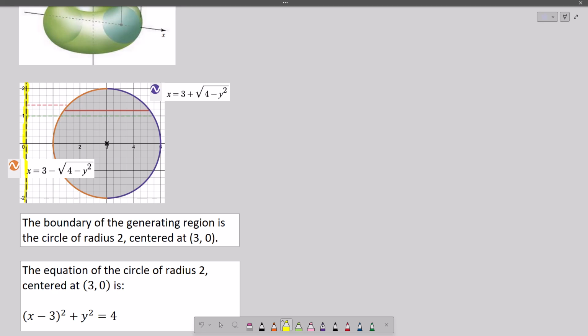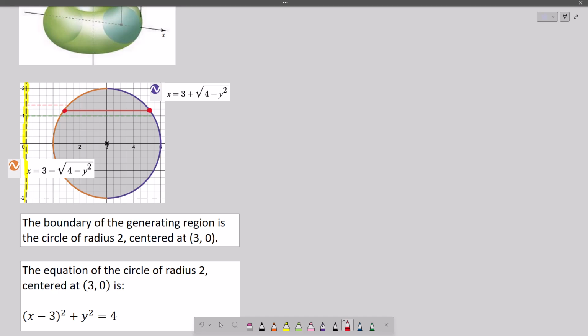Now, this is horizontal. That means we need to have functions of y, aka x values. We need to solve for x for each of the curves. If we want to know how long this distance is right here, we would need to subtract this x value from that x value if we wanted to know how long this chord is. All right, so that means we're going to need to find this left point as an x value and this right point as an x value.